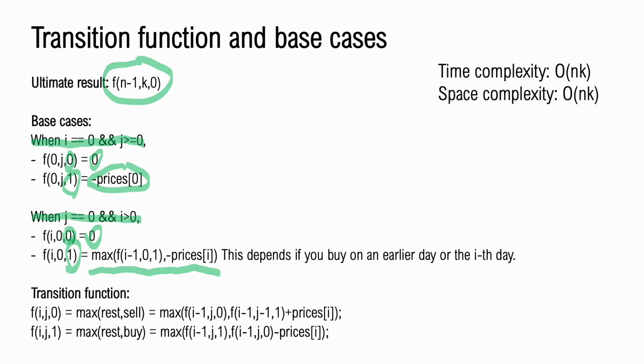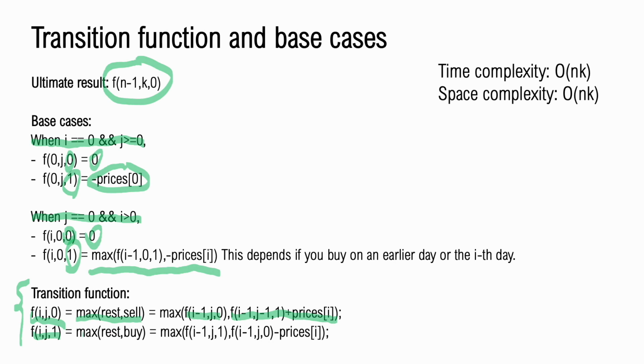And then for the transition function, when you have no stock by the end of the ith day, it is the result of either rest or sell. It's based on the optimal solution from the previous day. You can either rest or sell the stock. If you have a stock at the end of the ith day, it's based on the optimal solution from the previous day.